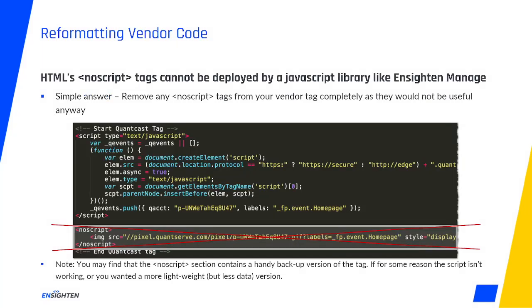Ensighten cannot deploy NoScript tags. The NoScript tag is an HTML element that says only run this code if JavaScript has been turned off for this page. Since the Bootstrap and all of your tagging are JavaScript, they of course could never be running in that scenario. Some vendor tags will include two options for output, a JavaScript version and a static image pixel version wrapped in NoScript tags. The easy reformatting here is simply removing any references to NoScript, as they will be unusable anyway.